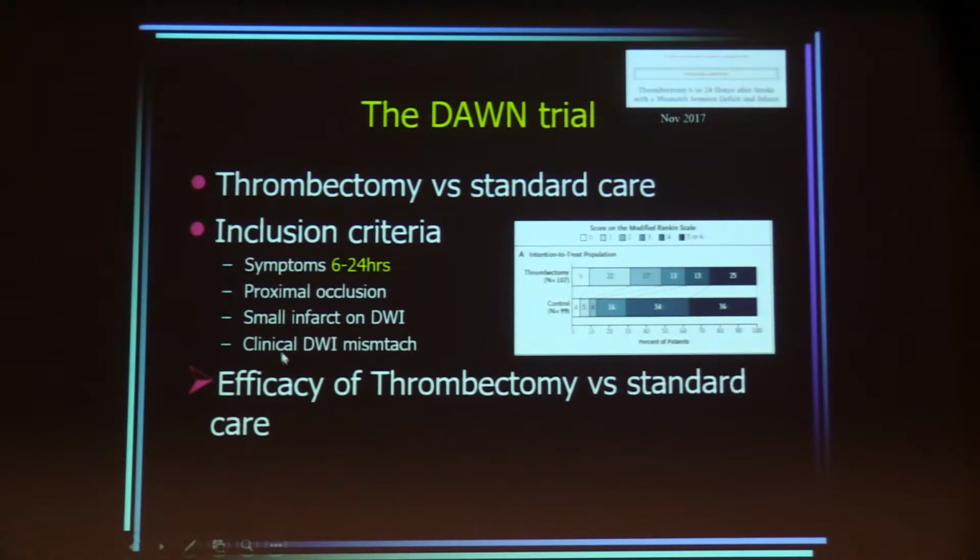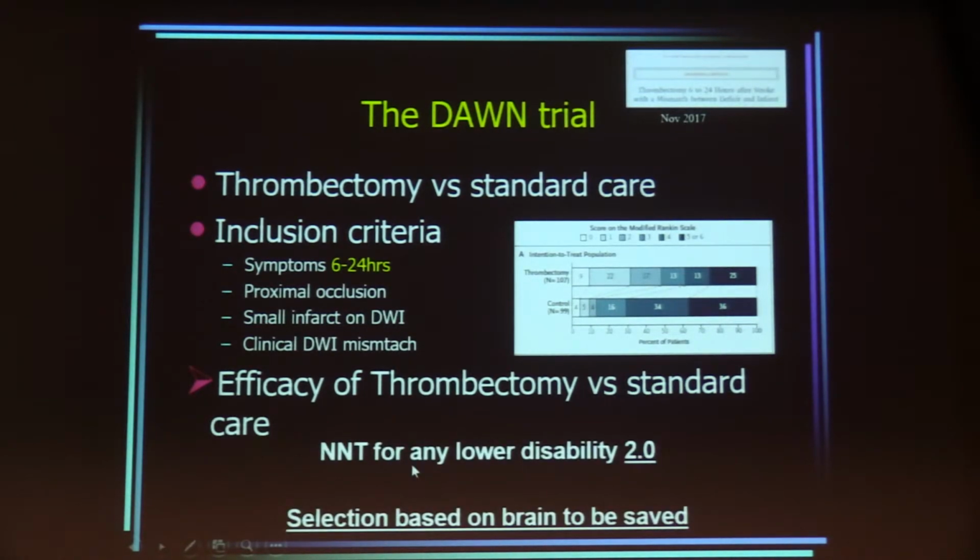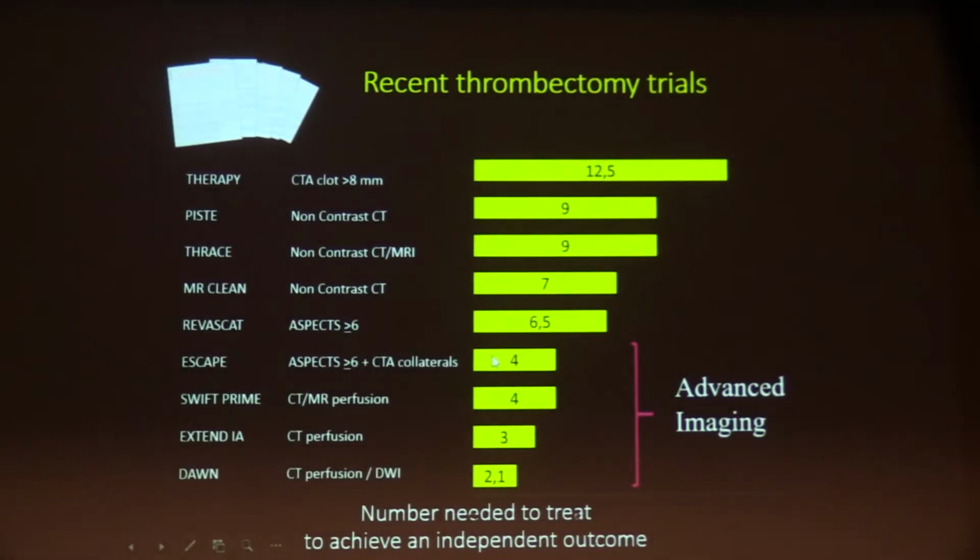And this trial managed to show the efficacy of thrombectomy versus standard care with an impressive result, because the number needed to treat to avoid any lower disability was 2, which is a much better result than all the trials before. And why is this? How can we explain this result? It is because they used selection based on brain to be saved rather than on the timing, I mean the clock and the deficit. They selected patients with large penumbra that respond to treatment.